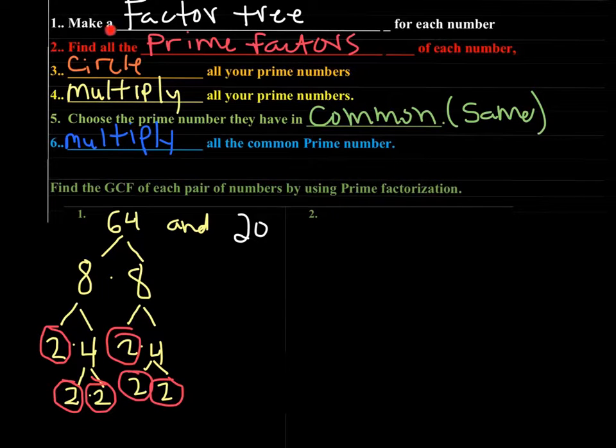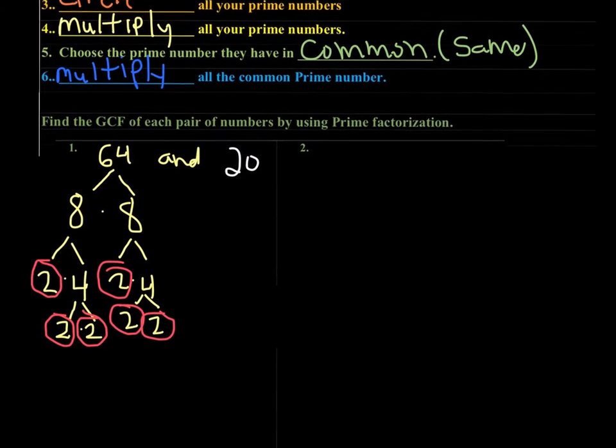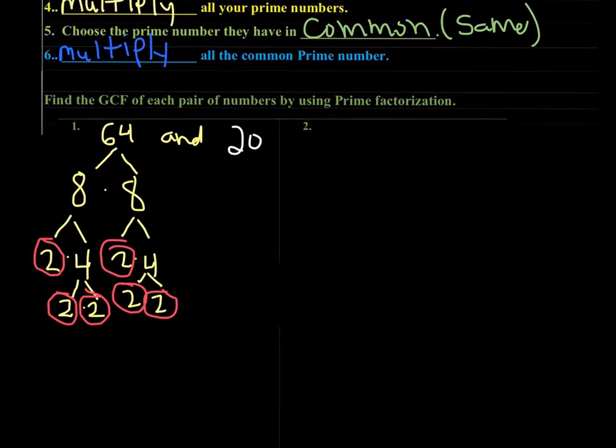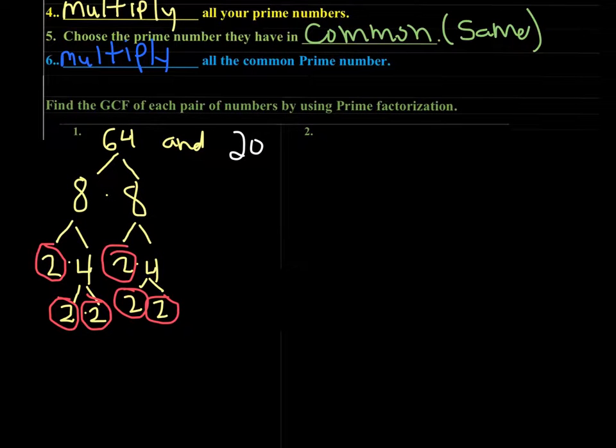Alright, so we did step 1, step 2, and step 3. Let's do step 4. Multiply all your prime numbers. So I'm going to slide this down just a little bit so I have some more room. So we are doing step number 4. So we can say that 64 equals 2 times 2 times 2.